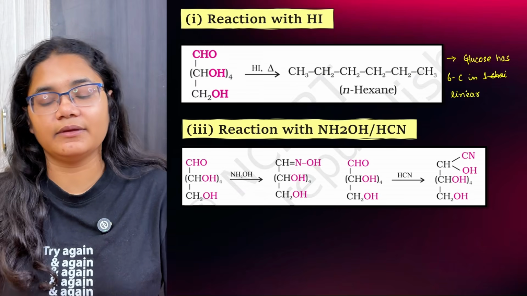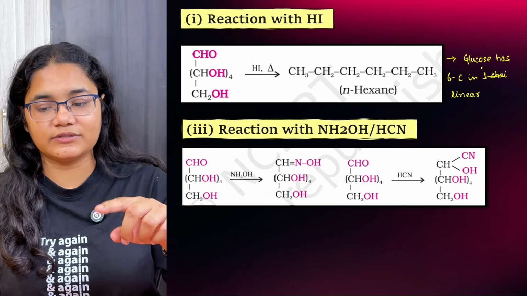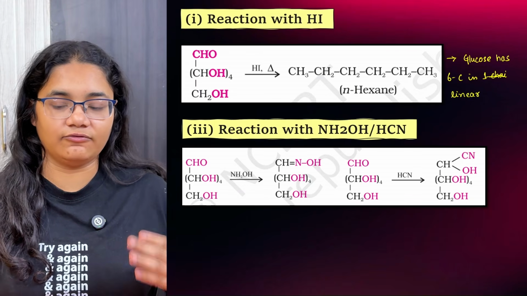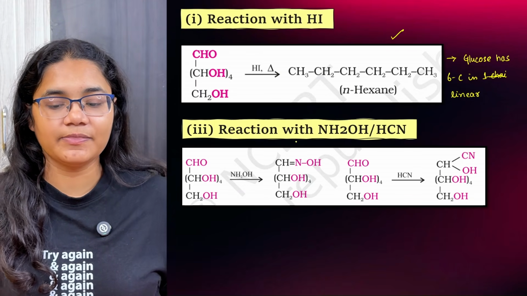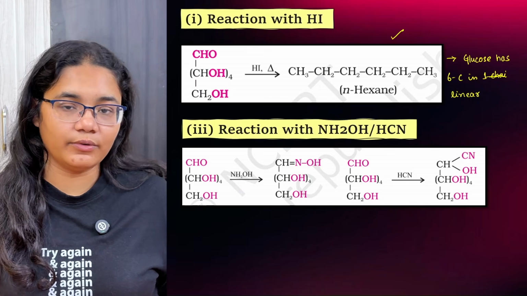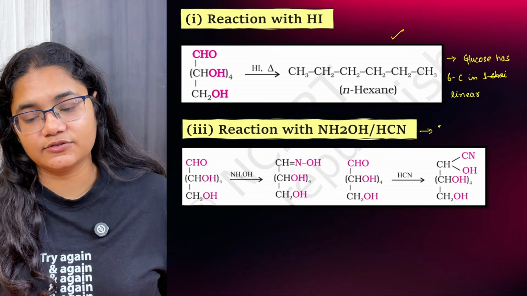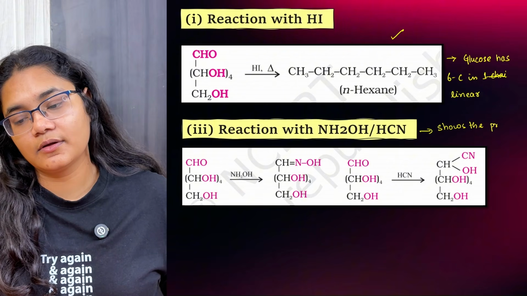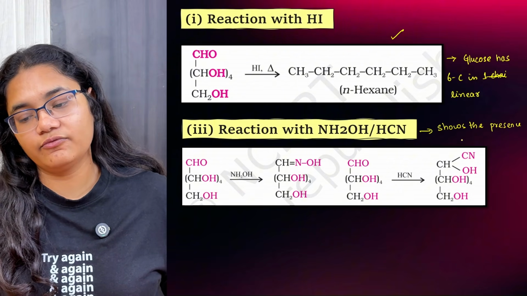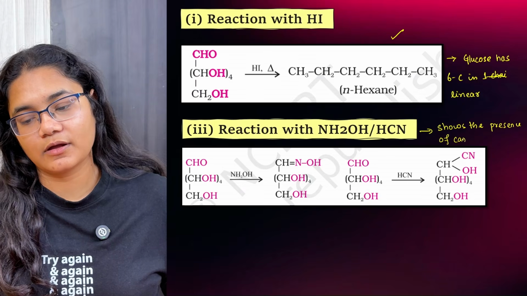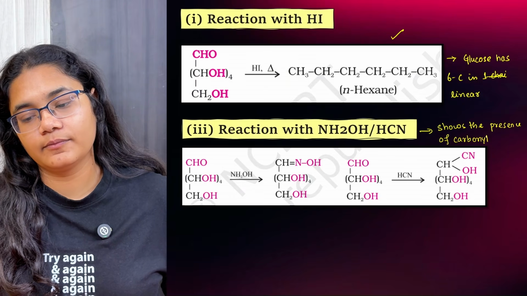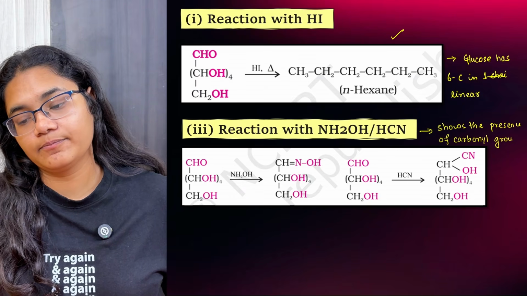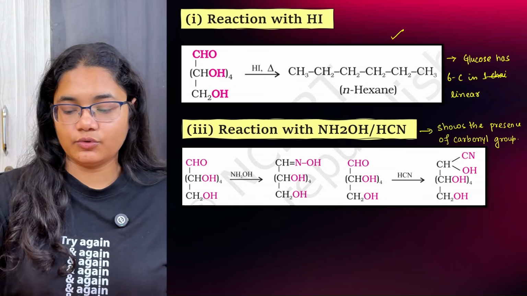So the question can be, write the reaction which shows that glucose has 6 carbons in the linear form. Then you have to write down the reaction with HI. Similarly, reaction with NH2OH or HCl shows the presence of carbonyl group. Okay, so NH2OH and CHO.